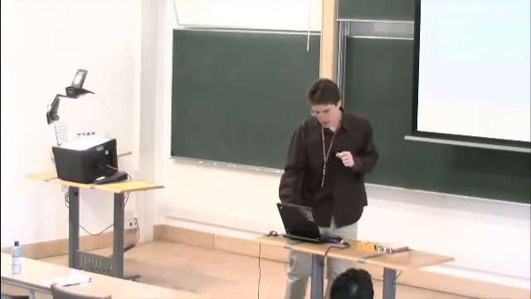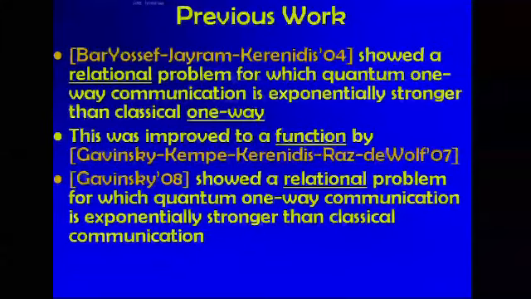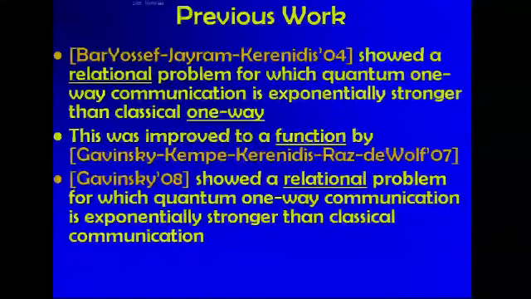Okay. And more recently, there's a paper by Gavinsky who shows a relational problem that has the properties we need. So it's not a function. It's not really computing a function. It's computing some kind of relation. There's more than one possible output. But at least it gets the right separation. You get that quantum one-way communication is exponentially stronger than classical communication. So this is a brief overview of previous work. If you didn't follow all of it, it's okay.